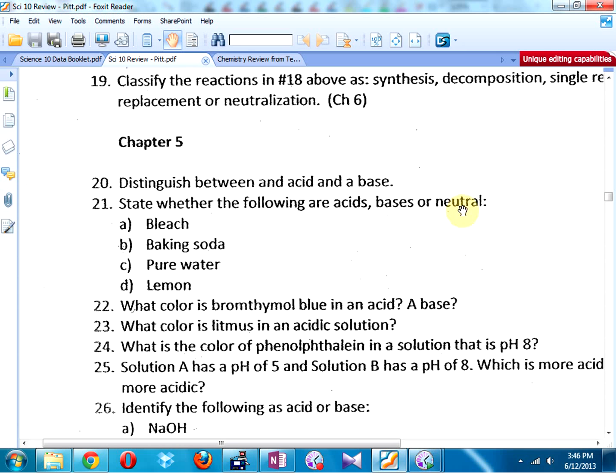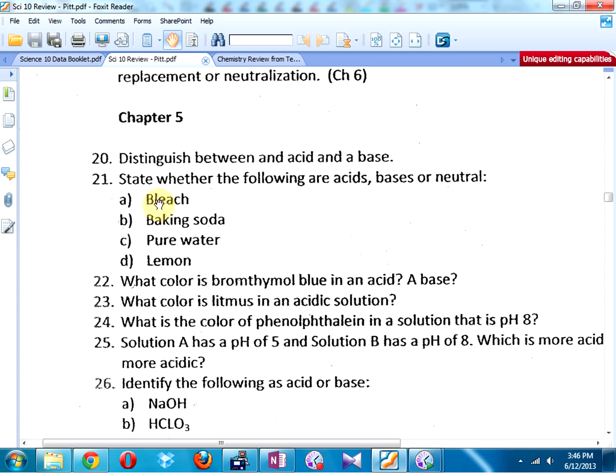Okay? So state which of the following are acids, bases, or neutrals. Bleach, don't have to memorize it, right from the chart. Go find bleach. It's on there somewhere, yes? Base. Bleach is a base. Baking soda. Base. Water. Neutral. Lemon. Acid.